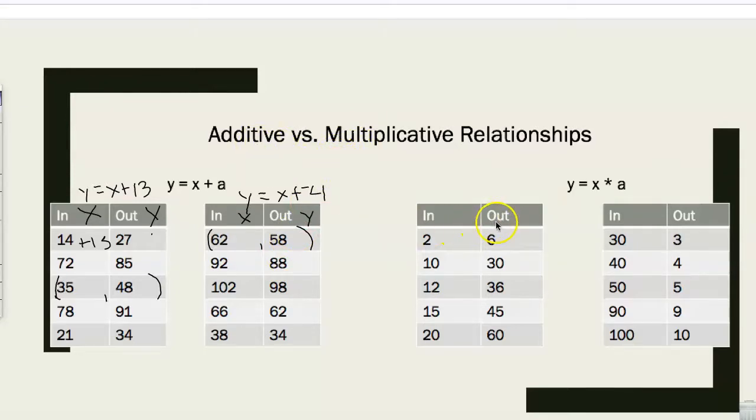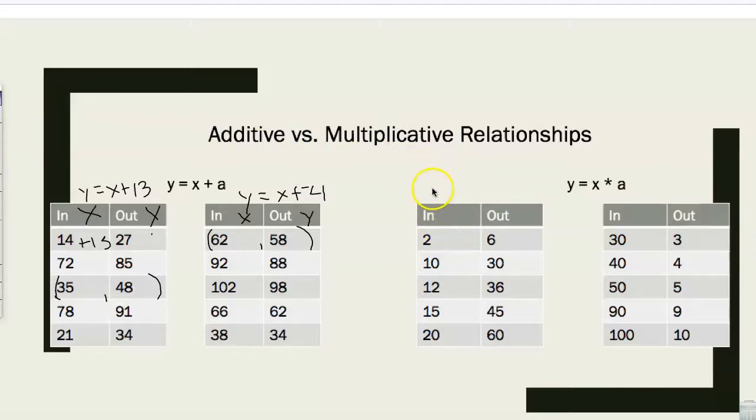Now let's talk about multiplicative relationships. So you could say, well, looking at this first ordered pair, this is y equals x plus 4. Because you put in a 2, you get out a 6. But going to the next one, let's see if that applies. If I put in a 10 and I add 4, I would get a 14, and it's 30. So this can't be my function for this one.